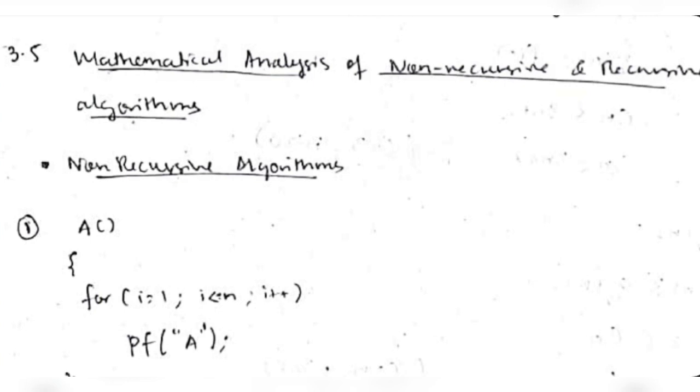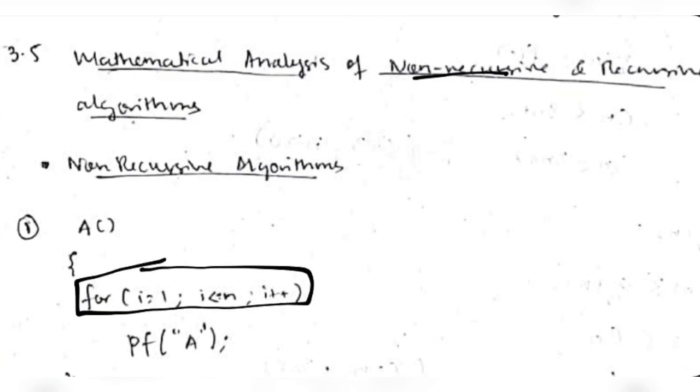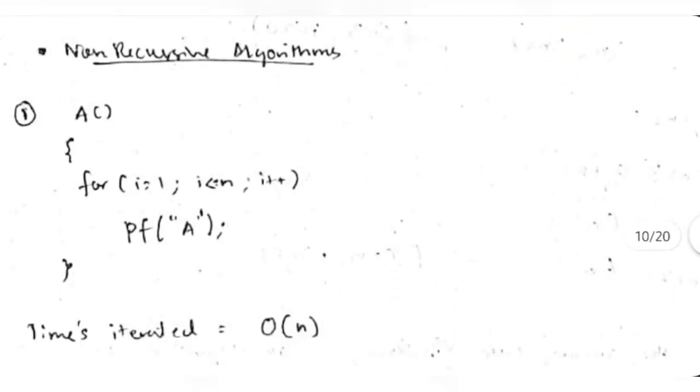In mathematical analysis of non-recursive and recursive algorithms, we'll be seeing how many times a particular statement is being executed. So what does non-recursive mean? It's iterating, like by using a for loop, and recursive means it's calling itself in the same function. So first we will look at non-recursive algorithms.